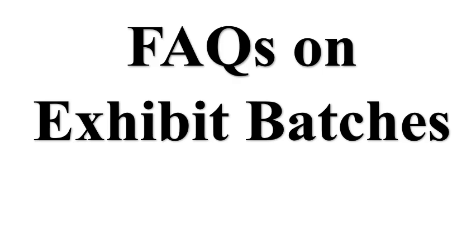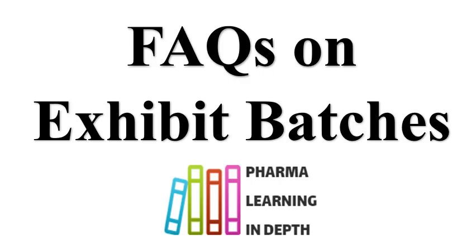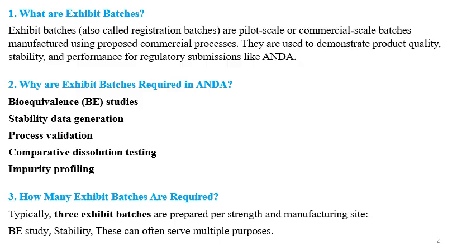Welcome to the video on frequently asked questions on the exhibit batches. Some of the professionals call them PV batches, registration batches, or pivotal batches. These are the exhibit batches for the product registration. For example, I have taken here a registration that is ANDA, and now we'll see around 10 frequently asked questions.